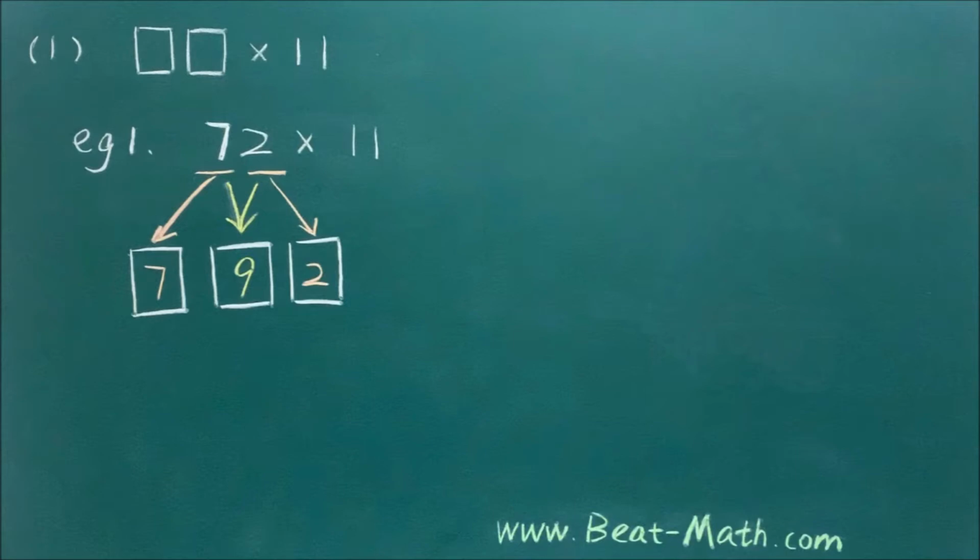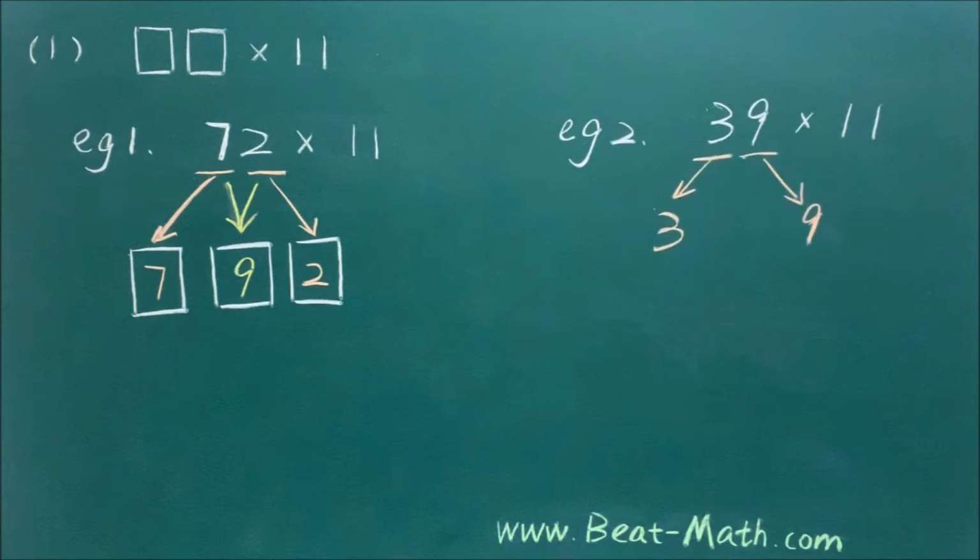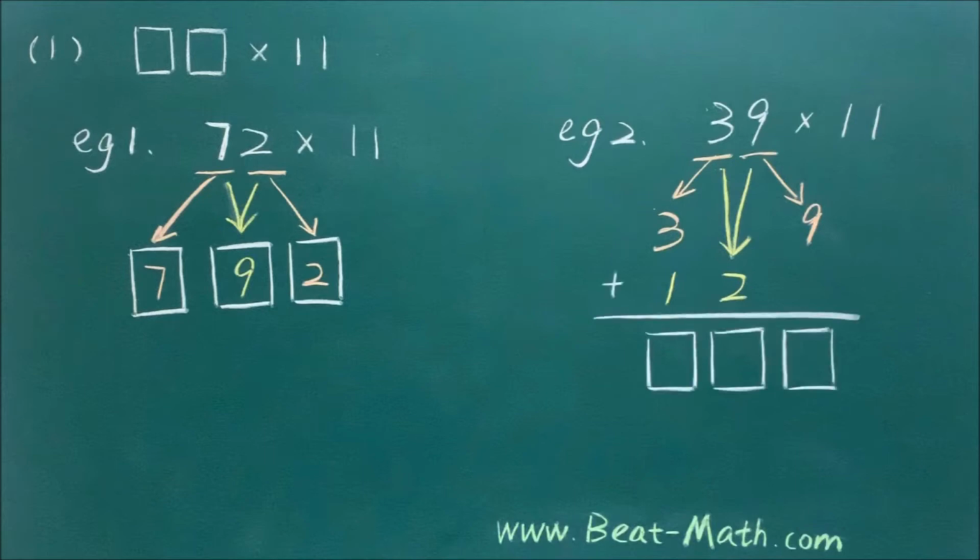You might be wondering, how do you determine the middle part of the answer if the sum is more than 10? Well, let's have a look at 39 times 11. Just like the previous example, we use 3 as the first number of the answer and 9 as the last number. Here, 3 plus 9 equals 12. The 2 should be placed in the middle of the answer, and the extra 1 can be added to the first number, 3, making it 4. So we get the answer 429.